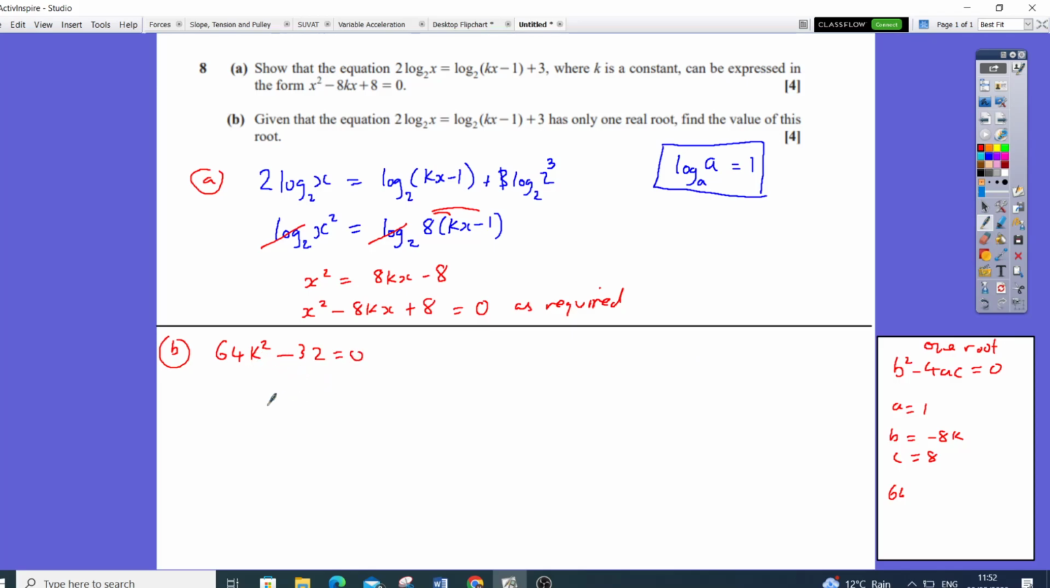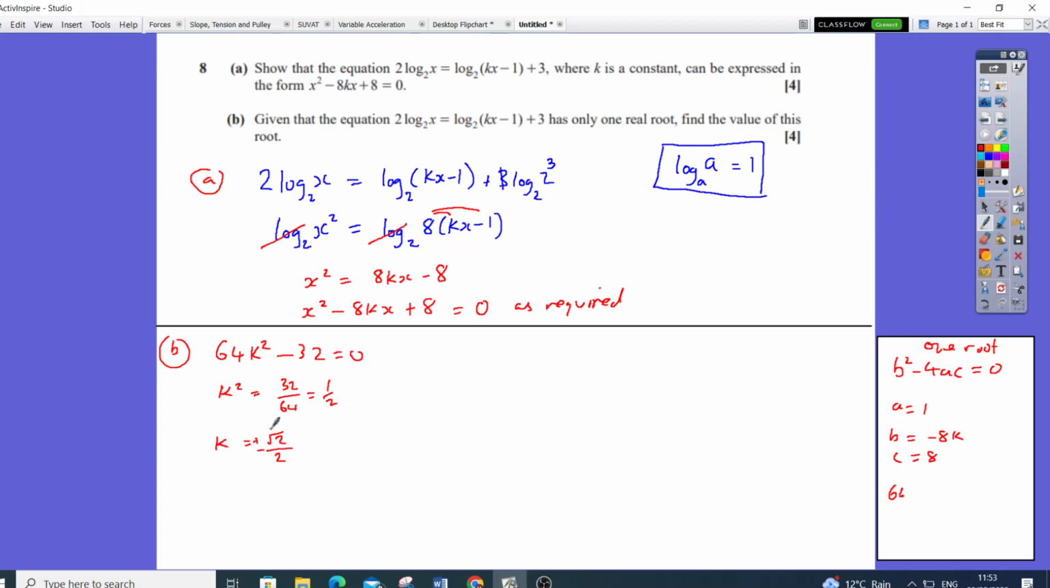So bring that to the other side, divide it through, you're going to get k squared is going to equal 32 over 64, which is a half, and then square root that, you're going to get the square root of that is 1 over root 2, which is root 2 over 2. And don't forget, put your square root, so you've got a plus or a minus there.